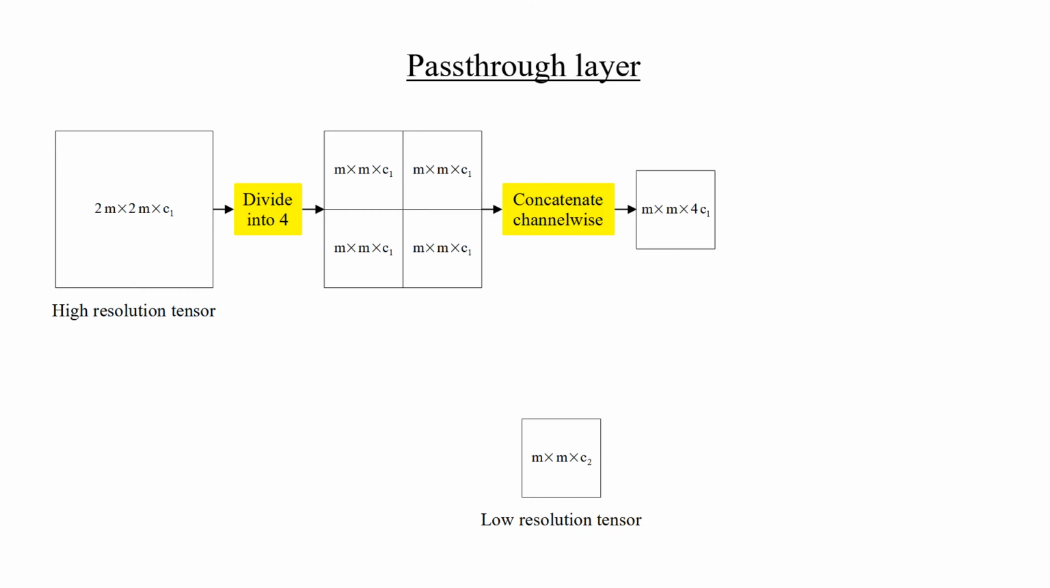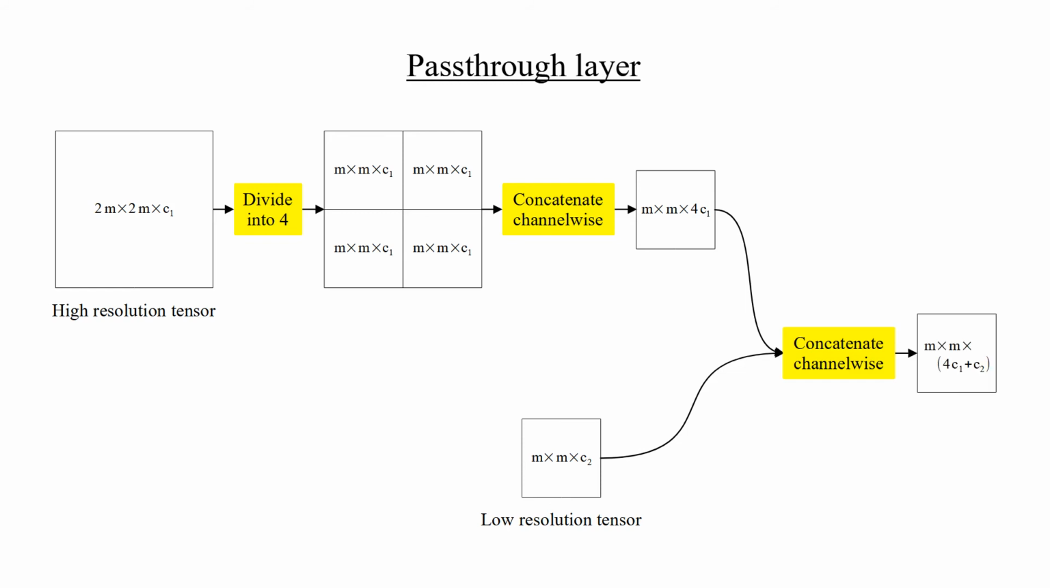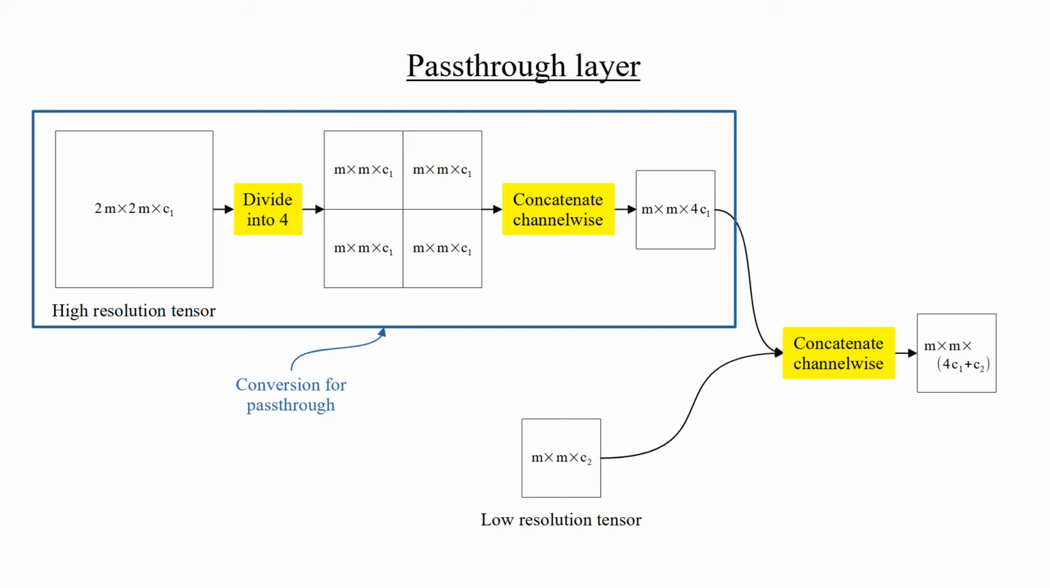Then these 4 blocks are concatenated channel-wise. The size of the result is m x m x 4C1. And as the final step, this tensor is concatenated with low resolution tensor. Conversion for high resolution tensor is shown inside blue rectangle. Note that, before dividing high resolution tensor into 4 blocks, a 1x1 convolutional layer can be used to reduce channel size.